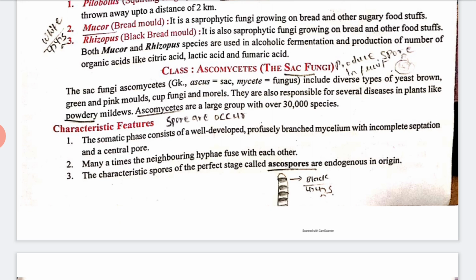So we have some characteristic features of Ascomycetes also, like the somatic phase consists of a well developed, profusely branched mycelium with incomplete separation and a central pore. Many a time the neighboring hyphae fuse with each other. Okay, so in this way.